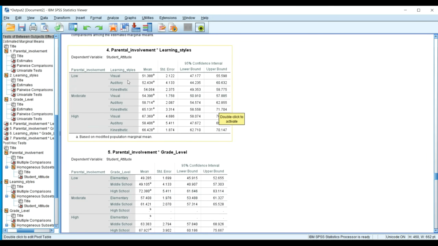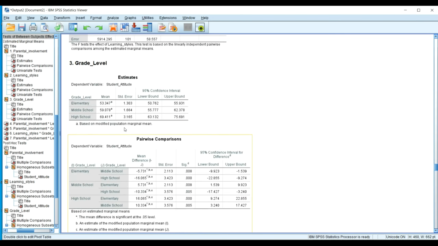So we can see their level of effects and how they contribute. Kinesthetic is contributing higher; the mean is higher than those of visual and auditory. And for the moderate level, you can also see that kinesthetic has a very high mean value, showing that it contributes higher. The same thing when comparing high parental involvement and learning styles: you can also see that kinesthetic provides a higher level of contribution.